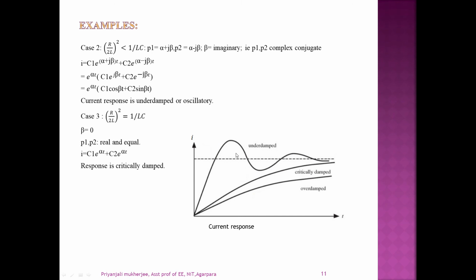And finally, when (R by 2L) whole square is equal to 1 by LC, that means the poles are real and equal, then beta becomes 0, and the current response is C1 e to the power alpha t plus C2 into e to the power alpha t. The response is critically damped. So this is the overall current response for all the cases: overdamped, underdamped, and critically damped. So according to the various cases, first we need to find the pole locations, and according to that, the response will vary in this RLC series circuit.